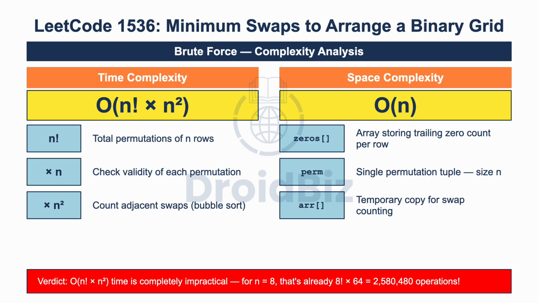Now for space complexity. We store a zeros array of size n for trailing 0 counts. The current permutation tuple is also size n. And we make a temporary copy of size n for the swap counting. So space is O(n), that part is fine. The verdict is clear. The time complexity of O(n factorial times n squared) is completely impractical for large grids. We need a fundamentally better approach. Coming up next, let's look at the optimal greedy solution that solves this in O(n squared) time.